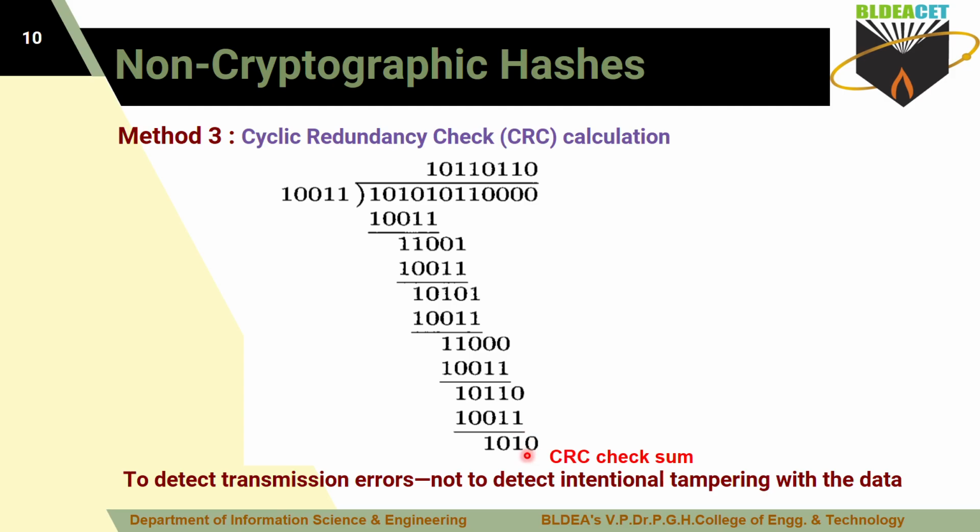Yes, it is a good one, but it detects transmission errors. Detecting transmission errors means that if any noise is added during transmission, it can identify such noise. But it doesn't detect intentional tampering with the data. If anyone intentionally tampers with your data, you can't check that with the help of the CRC checksum. That is the drawback of the CRC checksum.